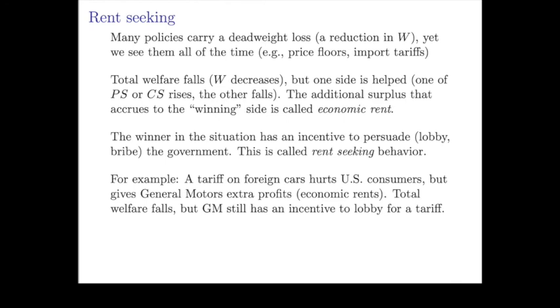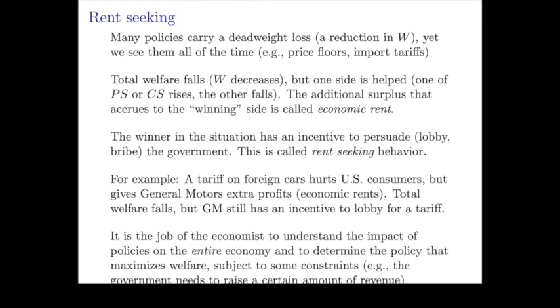So an example might be that even though a tariff on foreign cars would hurt US consumers, a company like General Motors would have an incentive to lobby the American government to impose tariffs on imported cars. Now, it's the job of an economist to suss out the impact of these policies on different actors in the economy, and to look at the effect of a policy on the economy as a whole. And so it's our job to be able to figure out what is a good policy and what isn't, to identify rent-seeking behavior, and only to implement those policies that are actually achieving a goal in an efficient way.